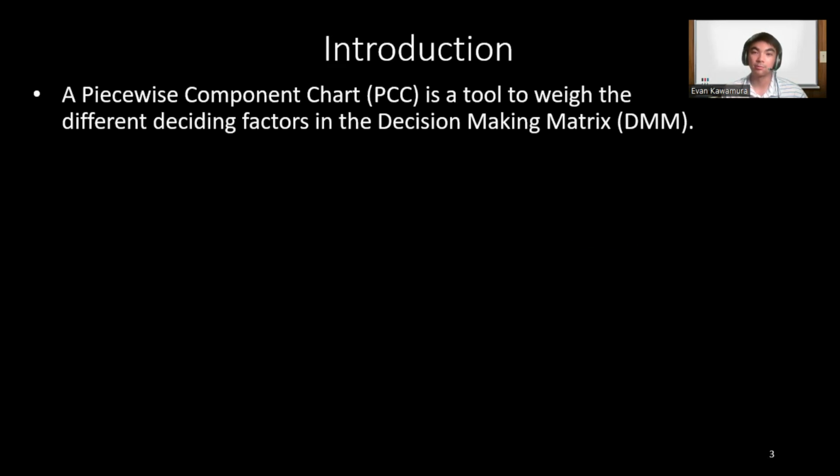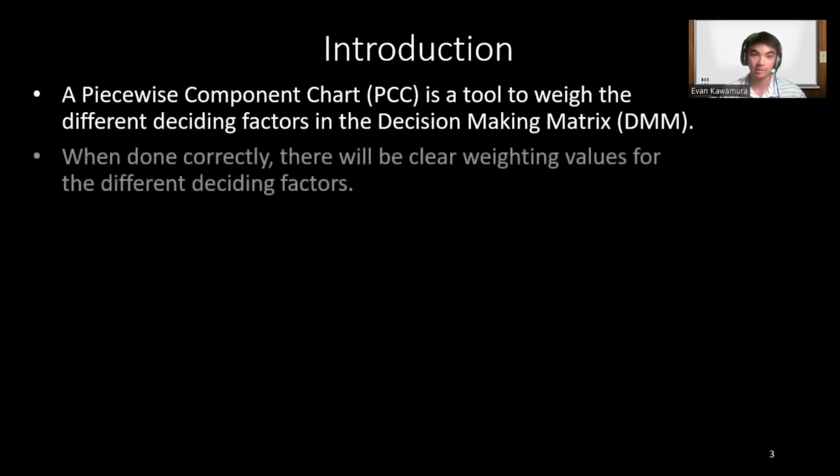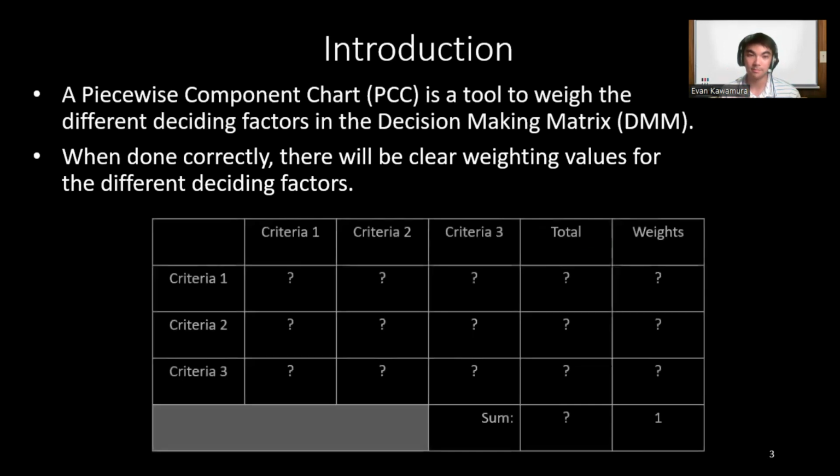This is basically a tool that's going to weigh the different deciding factors for your DMM, as we mentioned before. Now this is important. When you do it correctly, you'll have clear weighting values for each of your factors. Again, from last time, we had the overview in the prerequisite video. You're going to have a table that looks something like this, and we're going to go over this in more detail.